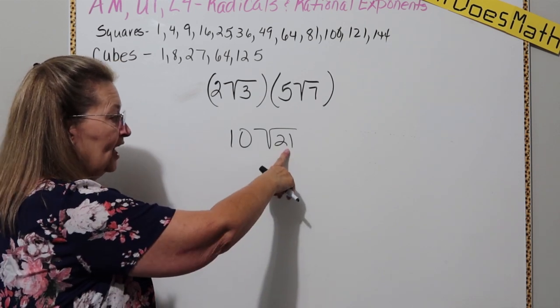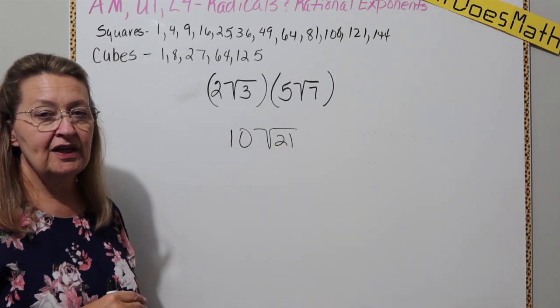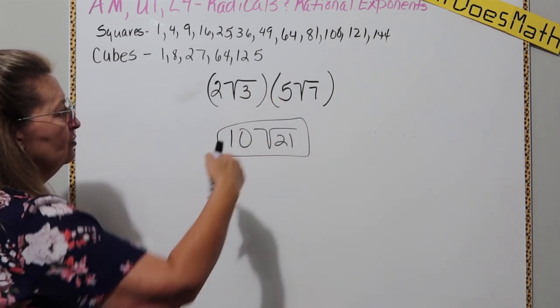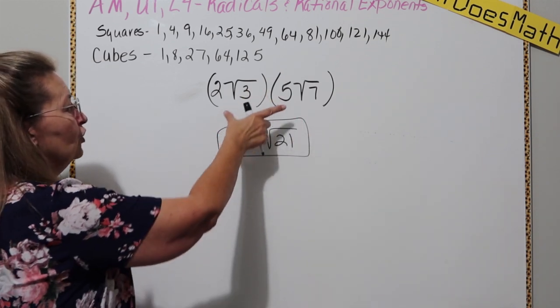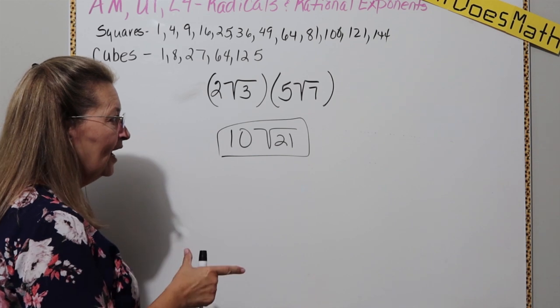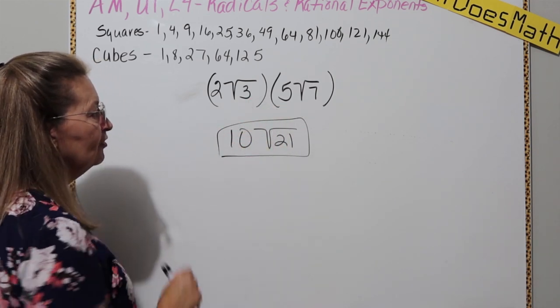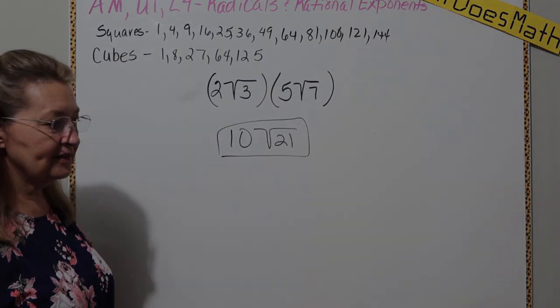Now, you have to check your radical and see if it can be simplified. And this one can't. I was just trying to show you the method there. So, you're going to multiply things that are outside the radical, you multiply things that are inside the radical, and then you simplify the radicand if necessary.